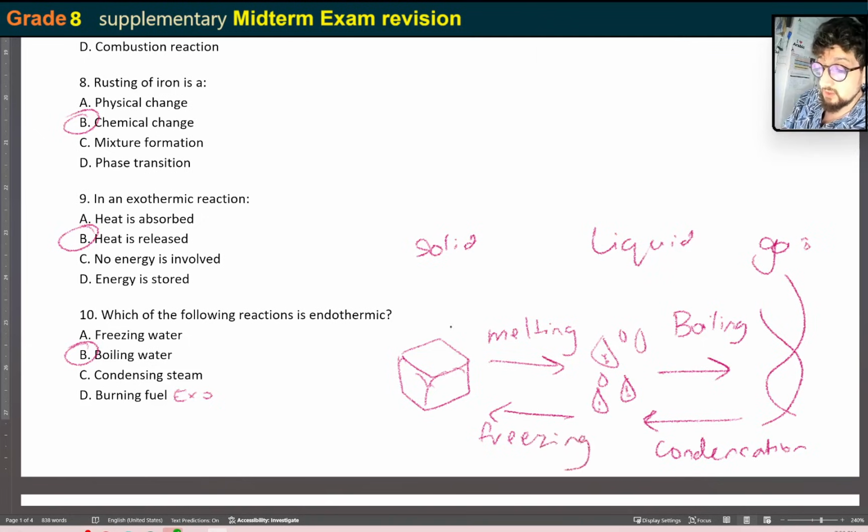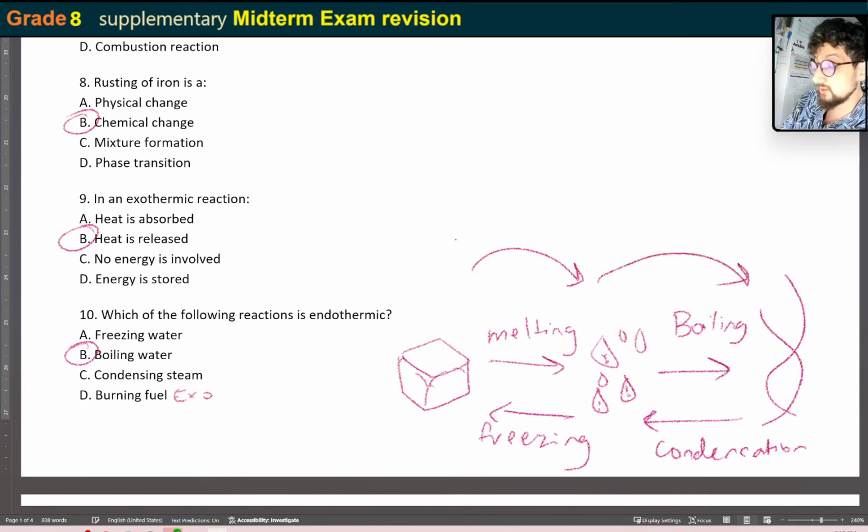In order for the solid, for the ice, to turn into a liquid, it has to gain energy because liquid particles have more energy than solid particles. And in order for the liquid to turn into a gas, it has to gain more energy. So as you go through here, this is gaining energy and gaining more energy. So this is endothermic, right? So melting is endo, and so is boiling. That is endo.